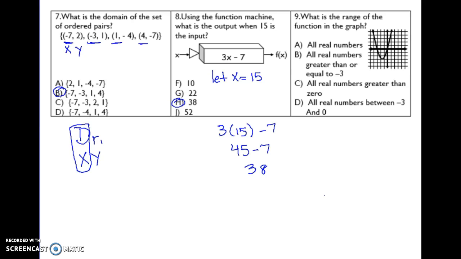Number 9, what is the range of the function in the graph? Okay, the range, again, our range now is our y values. So this is our y-axis and this is our x. So we're trying to figure out all the values that could be possible outputs. Now, if you notice, this is actually a parabola, and it comes down to this point, the vertex, and the lowest point that it can get to is y equal to negative 3. Can be any value greater than or equal to negative 3. So that would be our B option.